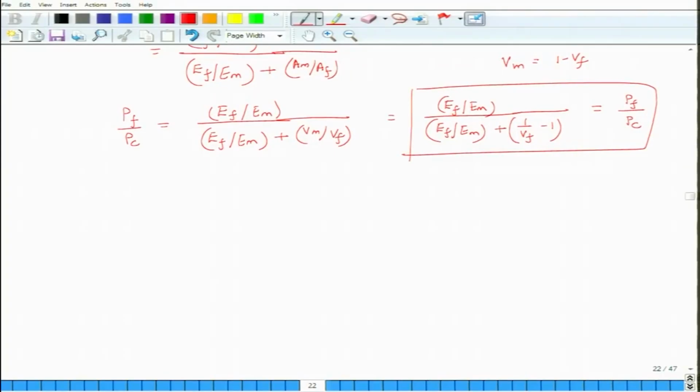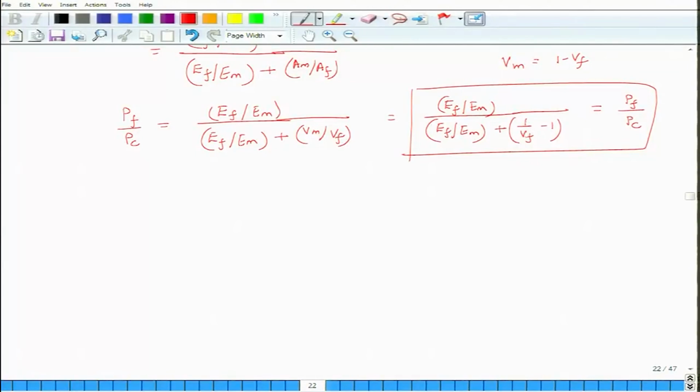So, what does it mean? Suppose there is no fiber in it. In that case, volume fraction of fiber is 0. If there is no fiber, fiber will not share any load. What does this relation say? If volume fraction of fiber is 0, then 1 over Vf will become very large, infinity. So, denominator becomes infinity, so obviously Pf will be 0. So, that makes intuitive sense.